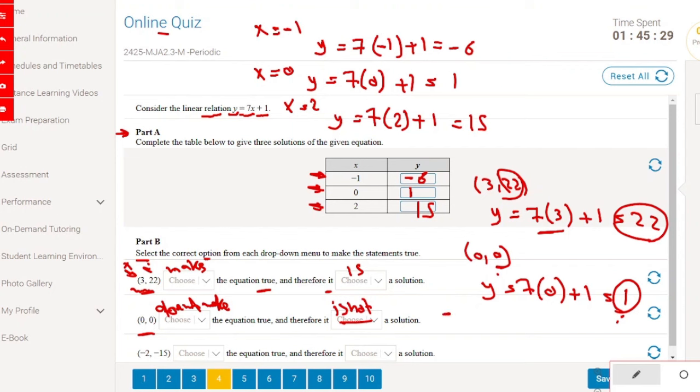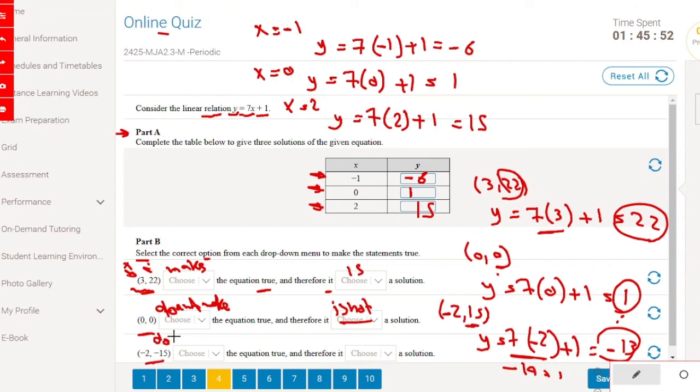Now point (minus 2, 15), so y would be equal to 7 multiply minus 2 plus 1, so it will be equal to minus 13, because minus 14 plus 1 equals minus 13. Here minus 13 and here 15, so this point doesn't make the equation true and therefore it is not a solution.